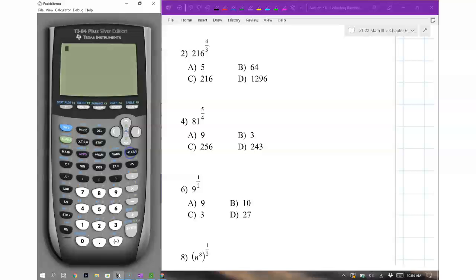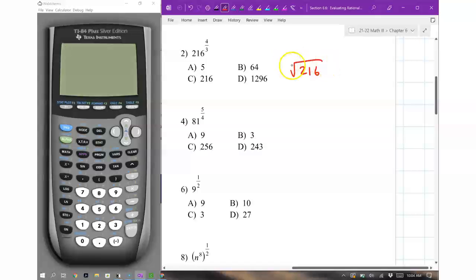So we're going to just work on the even ones here, okay? The first question that you see, number 2, says 216 to the 4/3. If you were to write it out, let me show you what it would look like. You could write 216, radical. Remember what we did yesterday? The 4 is the power, the 3 is the index. That's how you would write it out.